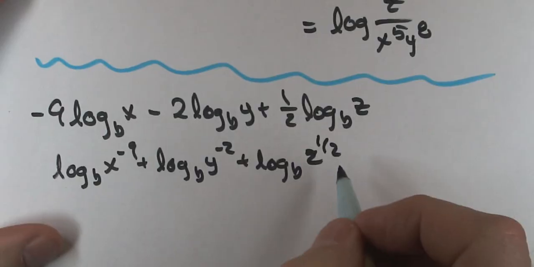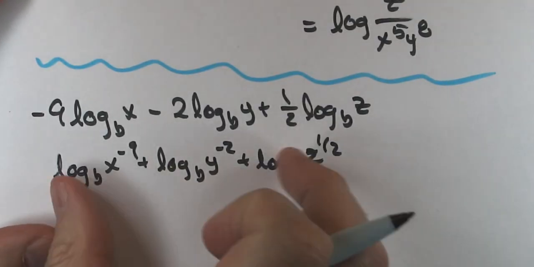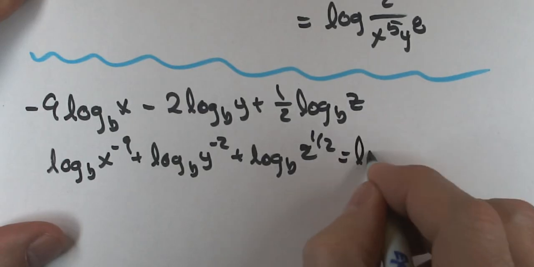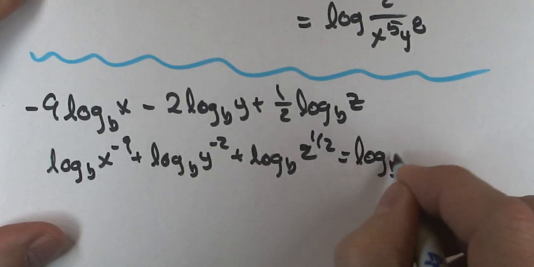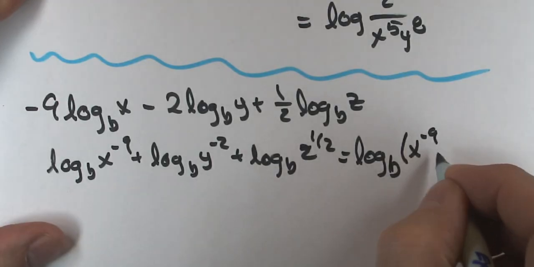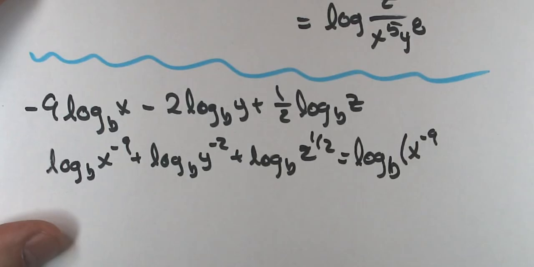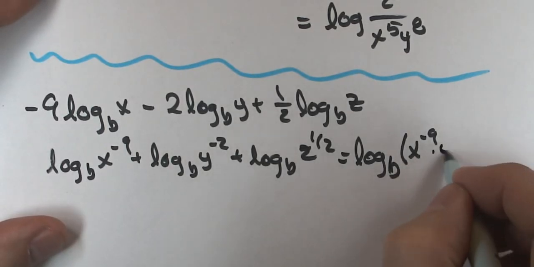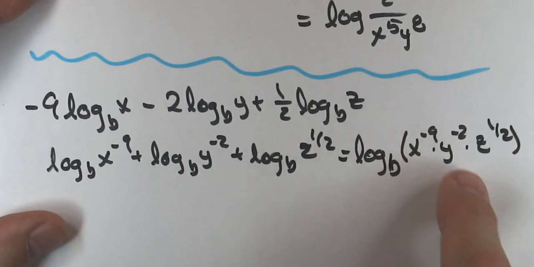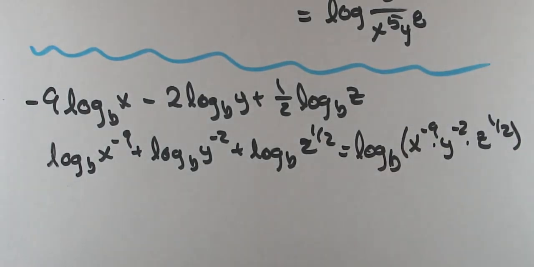When you change this from the sum of the logs to the log of a product, it's going to look like this. Log base b of x to the negative ninth times, it's not a plus. If you put a plus in here, I'll be really unhappy. Times y to the negative second times z to the 1/2. So that's the next step that I expect.